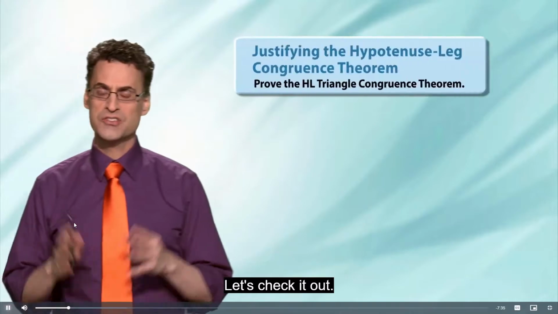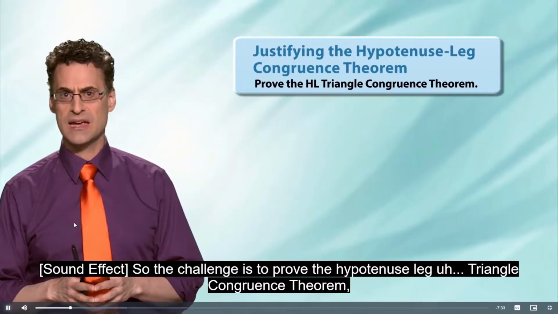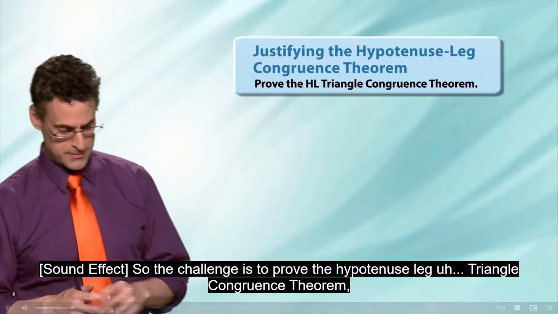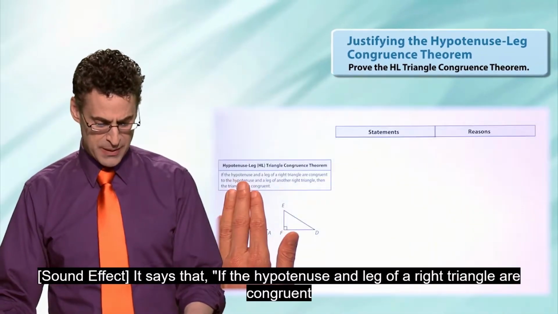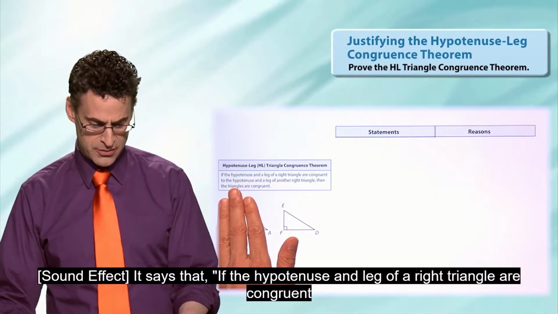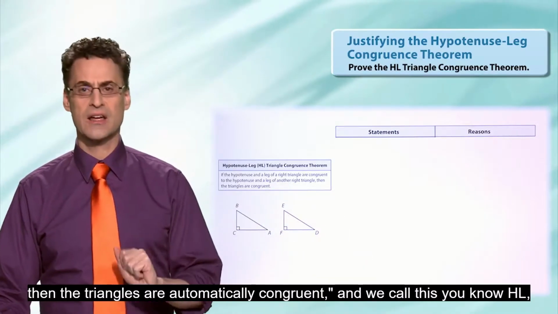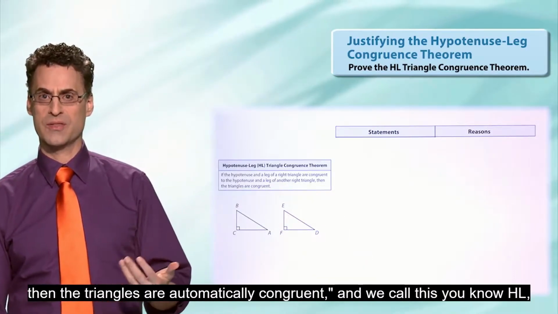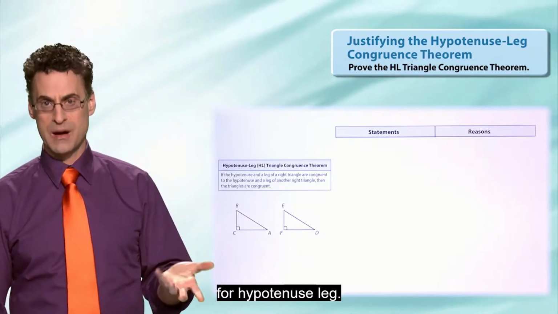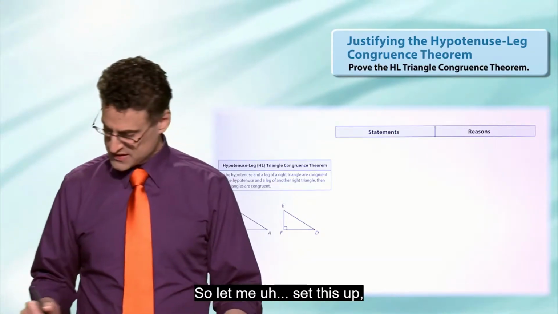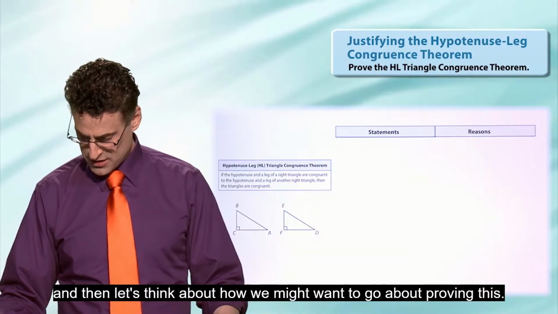Let's check it out. So the challenge is to prove the hypotenuse leg triangle congruence theorem. And here it is. It says that if the hypotenuse and leg of a right triangle are congruent to the hypotenuse and leg of another right triangle, then the triangles are automatically congruent. And we call this HL for hypotenuse leg. So let me set this up, and then let's think about how we might want to go about proving this.